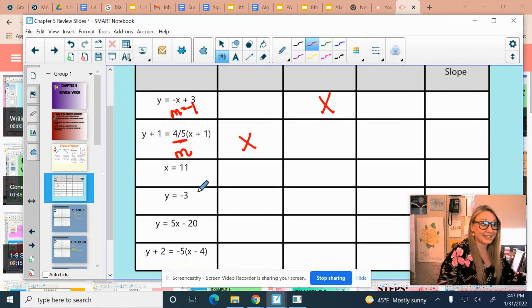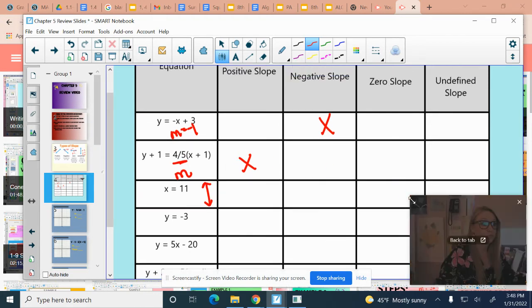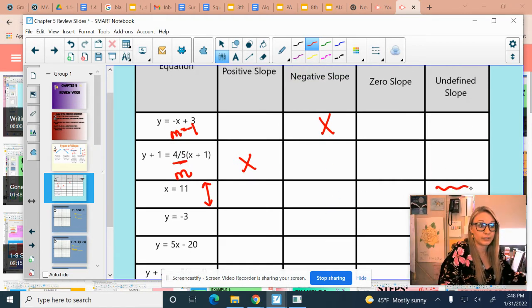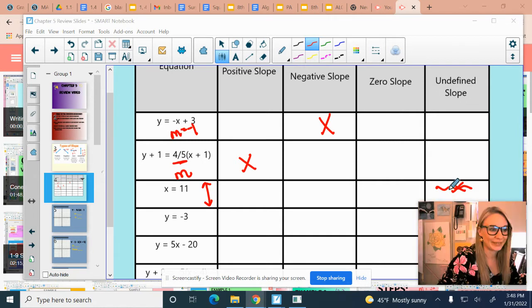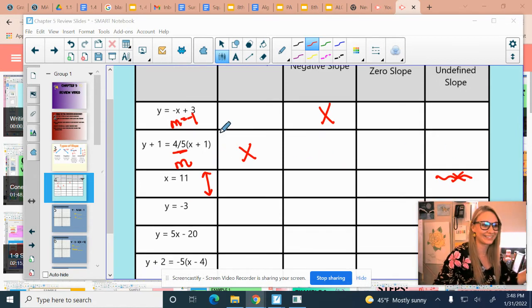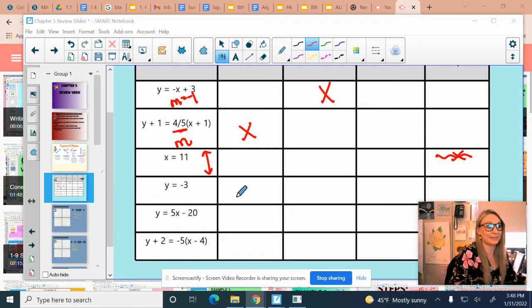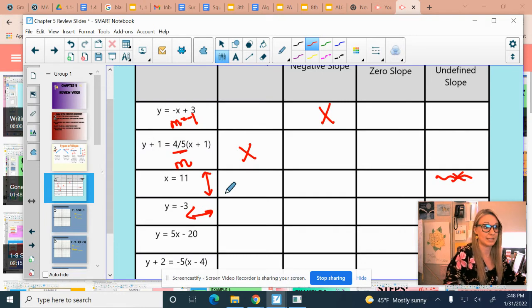Okay, x equals 11. If you were to graph that, that's going to be a vertical line. Vertical tells you, hello, that's undefined. So if you see an x equals, that is a vertical line, which is undefined. Y equals will be horizontal, and we know that that's going to be a zero slope.